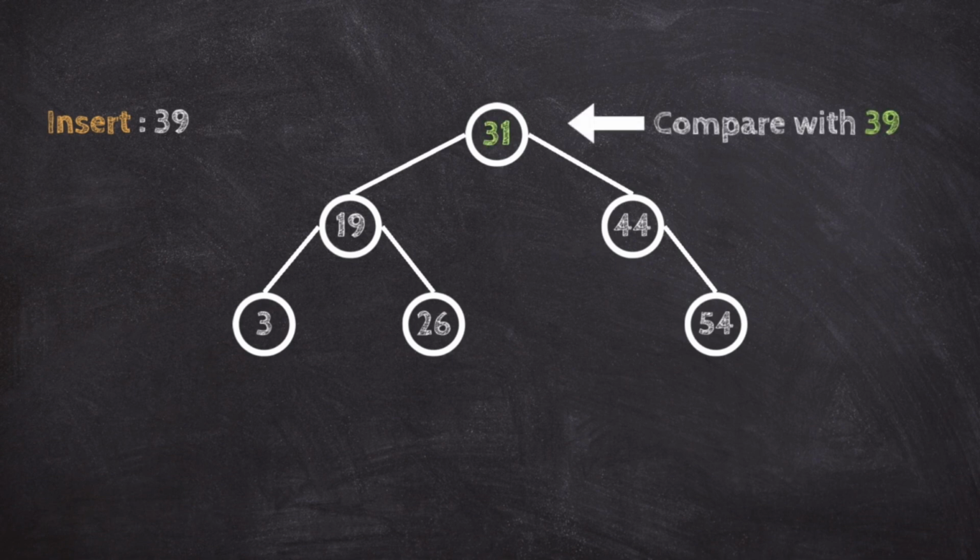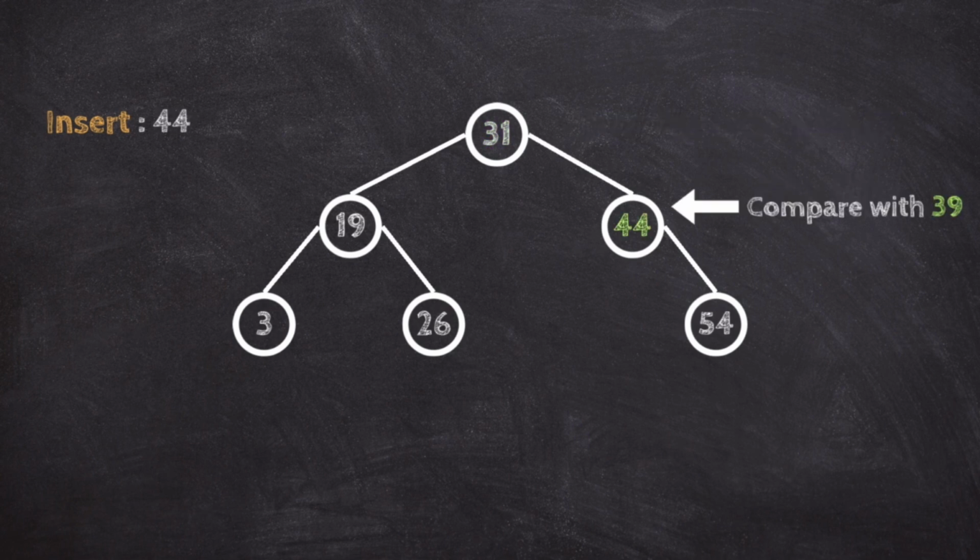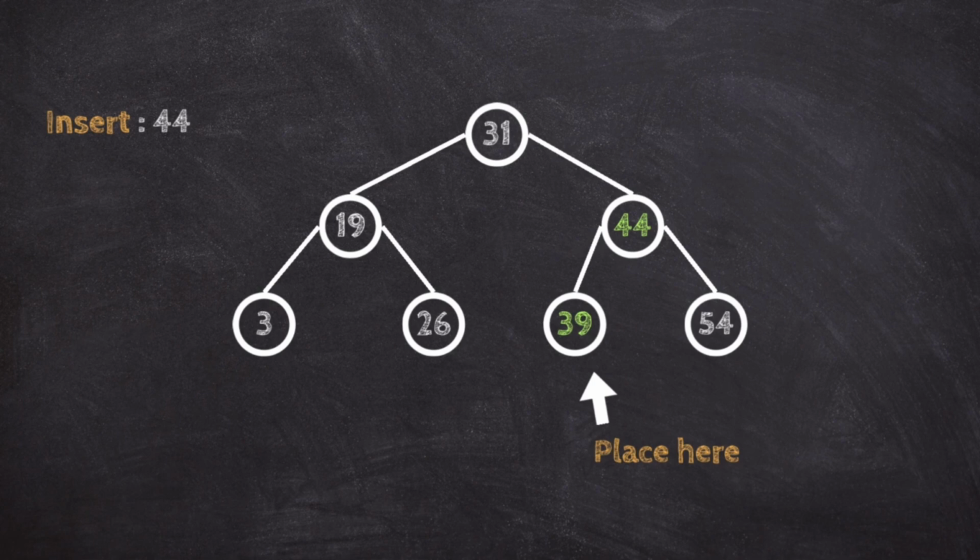First, compare 39 with the root node, which is 31. 39 is bigger than 31, so we move to the right. Now compare 39 with 44. 39 is smaller than 44, so we move to the left. There's no node there, so we place 39 here. That's how insertion works. Easy, right?